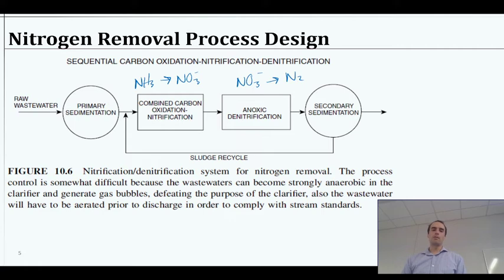It's a different type of bacteria typically, so you have to set up the conditions nicely for it. But then you're getting this nitrogen gas, which is basically pretty much inert and takes a lot of energy to convert back into a usable form. So once we convert it there, it's pretty much removed. So then after that, you can do the secondary sedimentation and carry on your merry way.